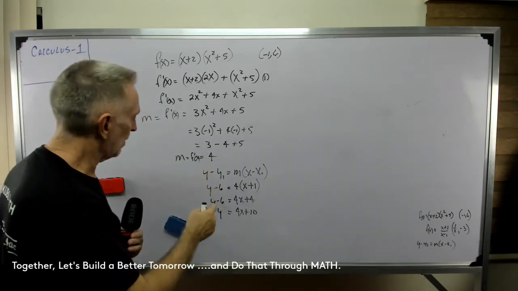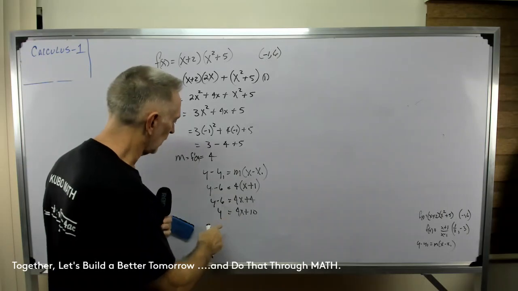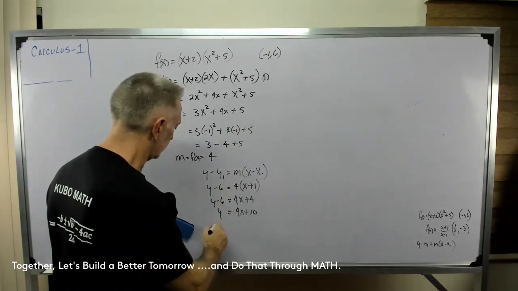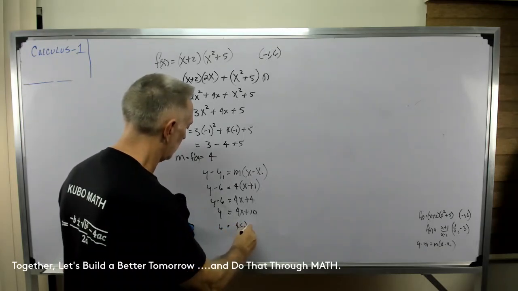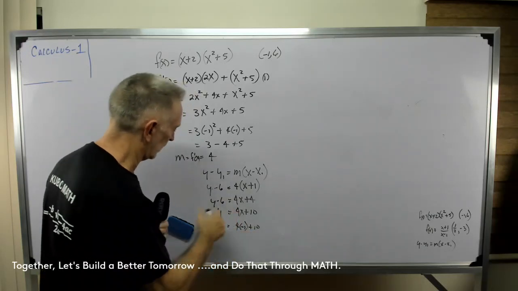Now let's plug that back in. If x is -1, y should equal 6. So this 6 should equal 4 times -1 plus 10. So that's a -4 plus 10 is in fact 6. So that works out.